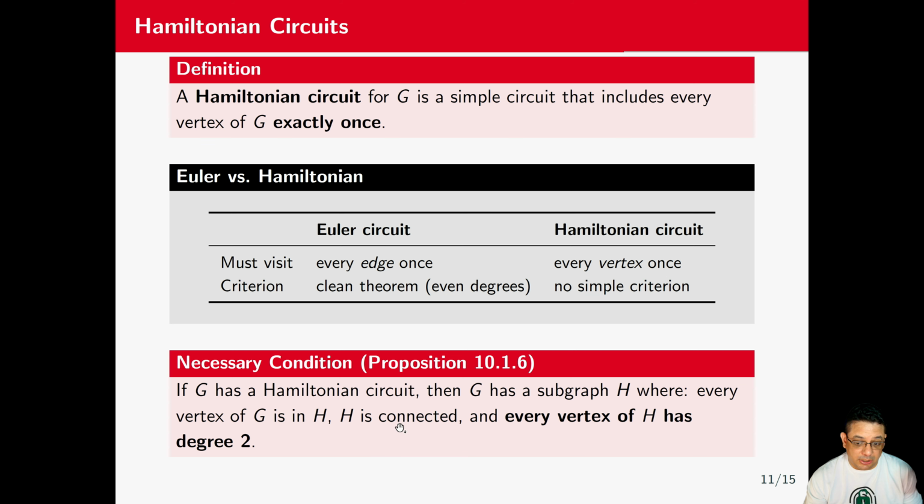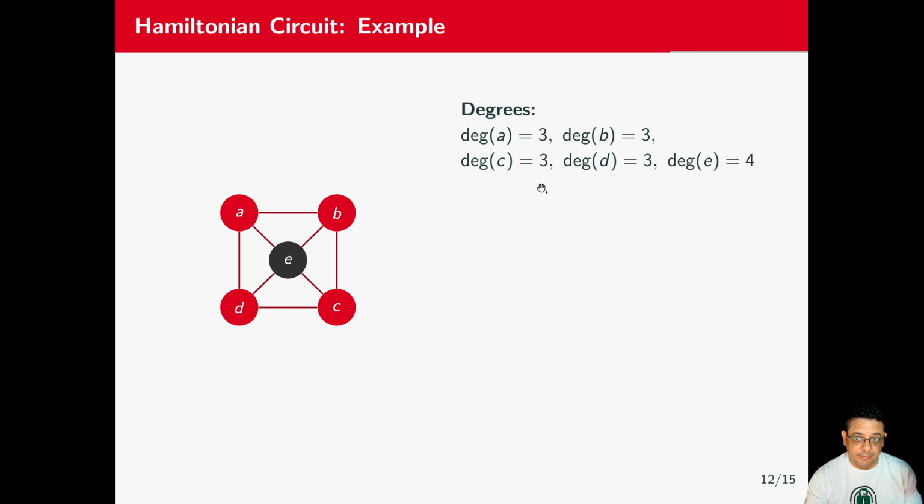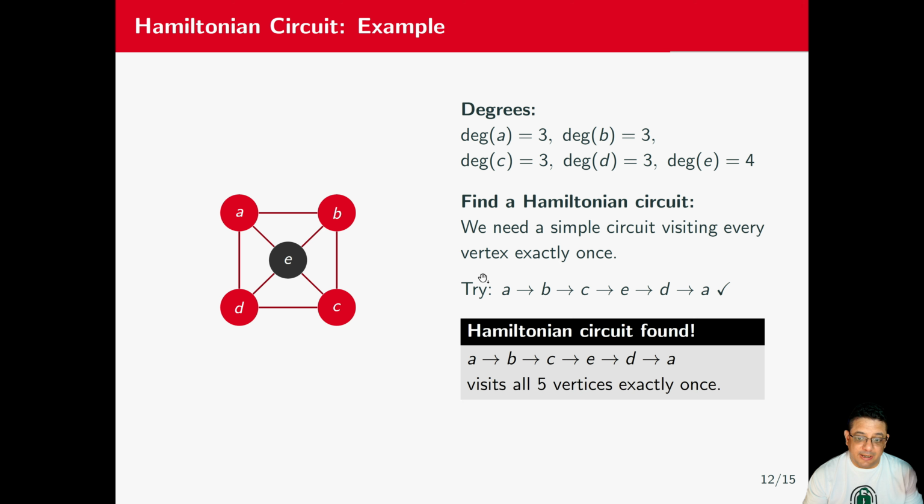H is going to be connected, and every vertex of H is going to have degree 2. Now let's see an example of a Hamiltonian circuit. In here we have a new graph. We have A, B, C, and D, which have degree 3, and we have E that has degree 4. Notice that we need a simple circuit that visits every vertex exactly once.